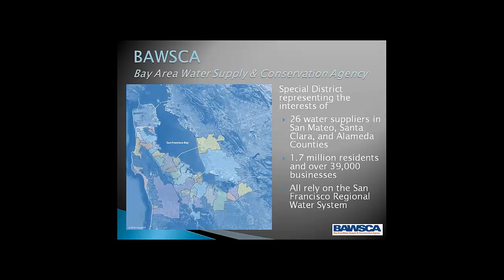As Judy mentioned, BAWSCA is a special district that represents 26 water suppliers in San Mateo, Santa Clara, and Alameda counties. We cover the majority of San Mateo County, although there are portions of the west side of the county that are outside of our service area. But in total, our service area covers 1.7 million residents and nearly 40,000 businesses, all of whom rely on the San Francisco regional water system for at least a portion of their water supply. Next.